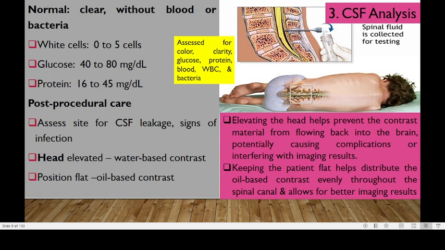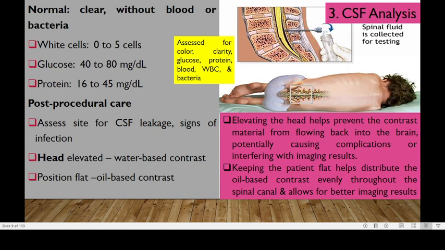If you look at the normal characteristics for the CSF, when you look at the cerebrospinal analysis, right? You are collecting the CSF. You want to assess it for color, clarity, glucose level, protein, blood, white blood cells, and bacteria. So for a normal one, you find white cells could be around 0 to 5 cells, glucose 40 to 80 milligrams per deciliter, protein 16 to 45. So in post-procedure, you're supposed to assess the site for leakage of CSF.